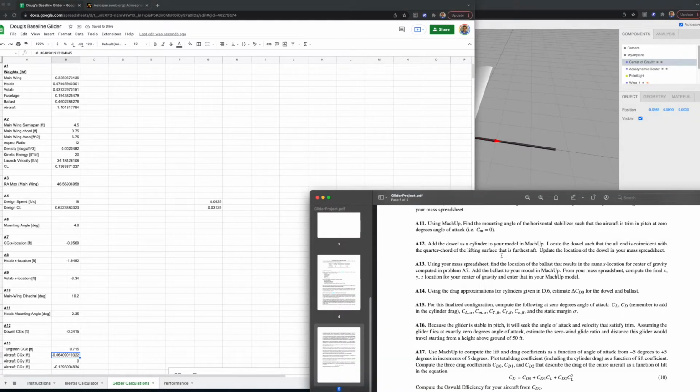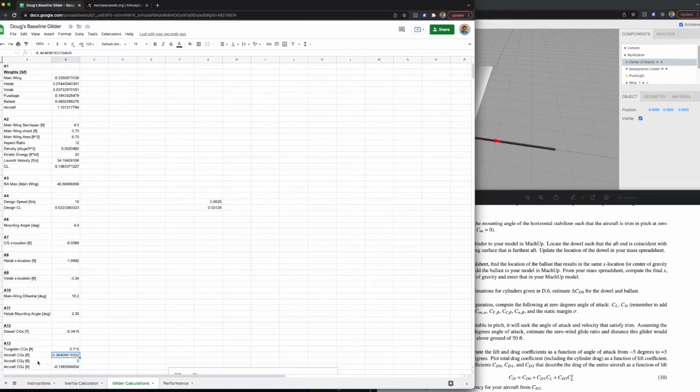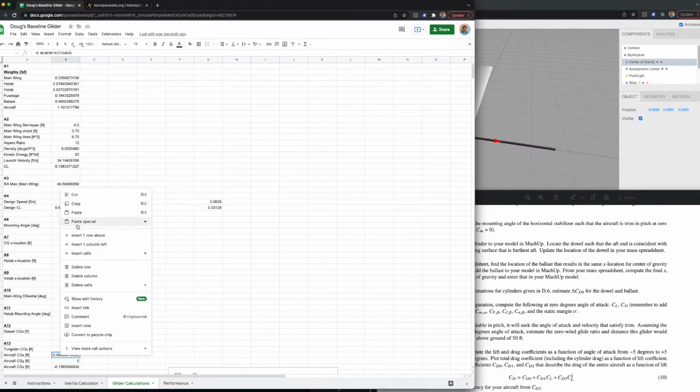And let's see, what else does it say there? Find the location of the ballast that results in the same X location for the center of gravity in problem A7. Add the ballast to your model in mockup. From your mass spreadsheet, compute the final X, Y, and Z location for your center of gravity and enter that in your mockup model. Okay, so let's just do that first. So this is our final center of gravity location. So I'm actually just going to copy this, Control C, and come over here to my glider calculation spreadsheet. And I'm just going to paste the values.